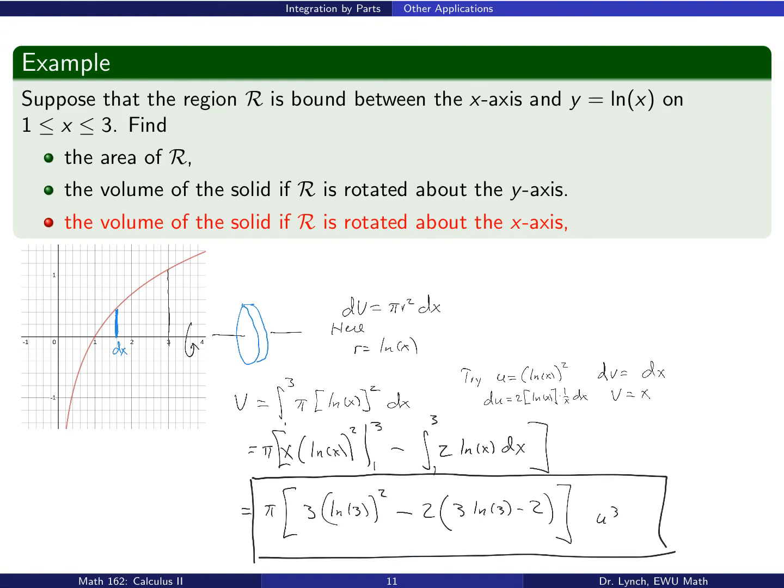So again, here the first part comes from evaluating this quantity from 1 to 3. Of course, the natural log of 1 is 0, which simplifies quickly. And the second part comes from integrating the natural log x from 1 to 3, which we did previously and got 3 natural log of 3 minus 2.